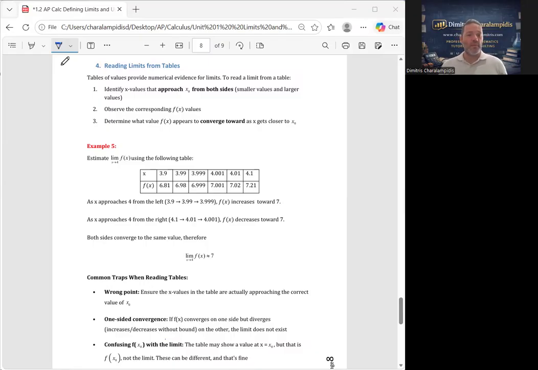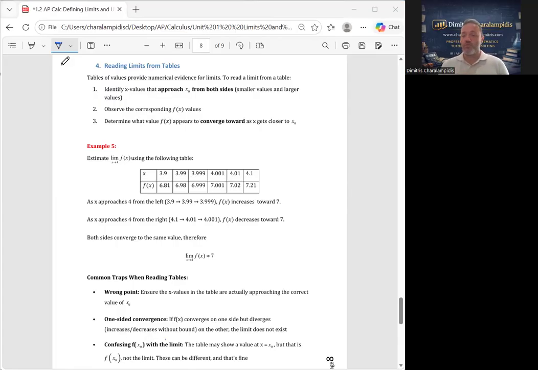Let's assume that we want to estimate the limit as x approaches 4. And we were given a table that includes 6 values of x with the corresponding function values: 3.9, 3.99, 3.999, 4.001, 4.01, and 4.1.